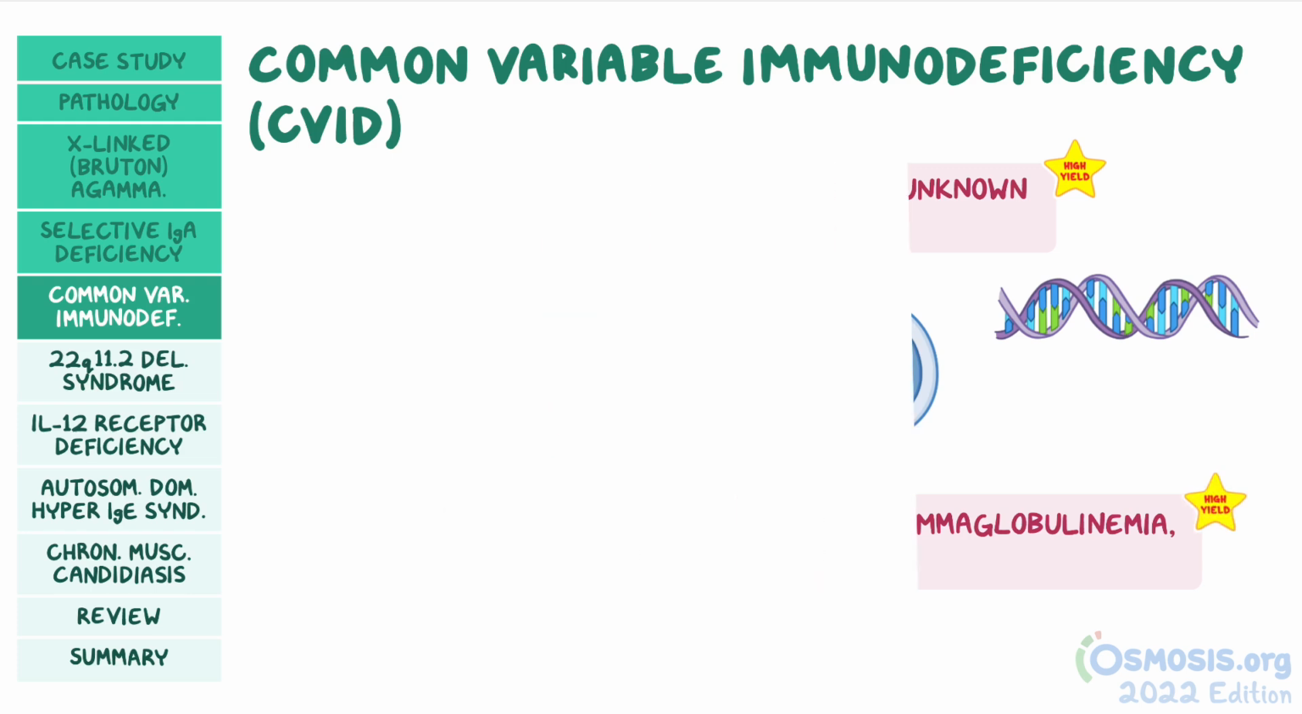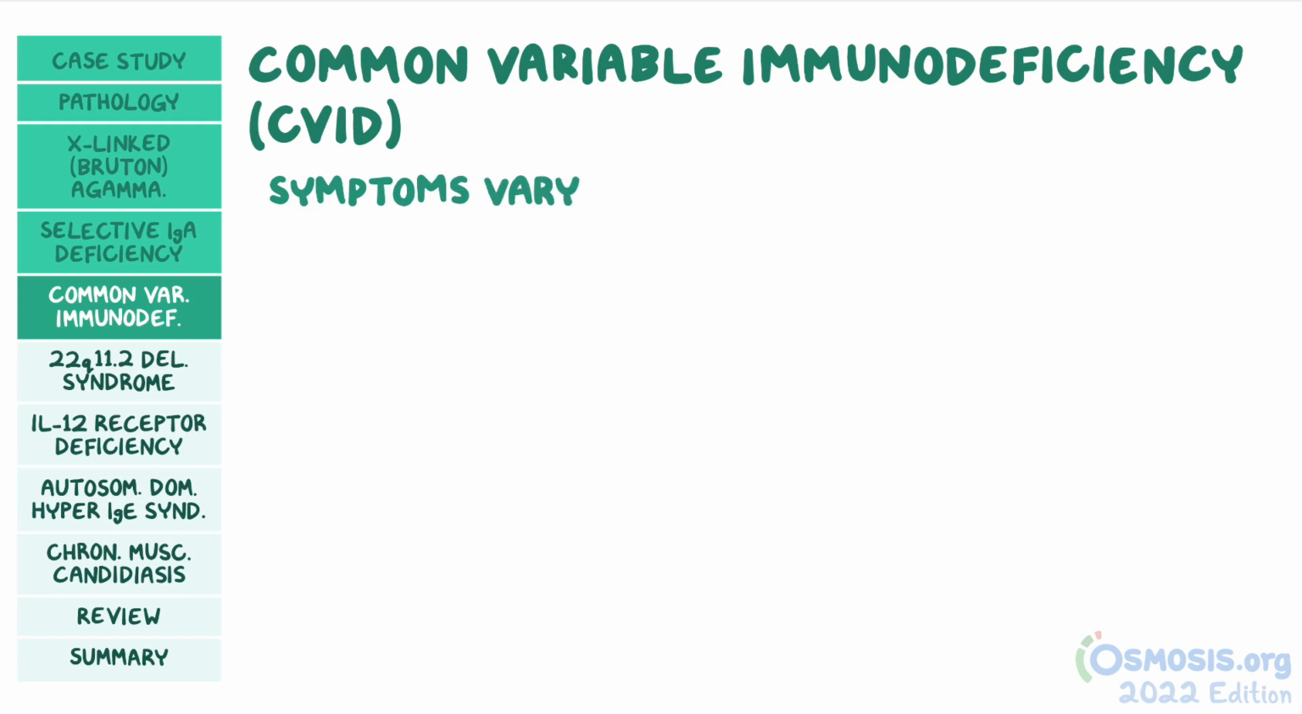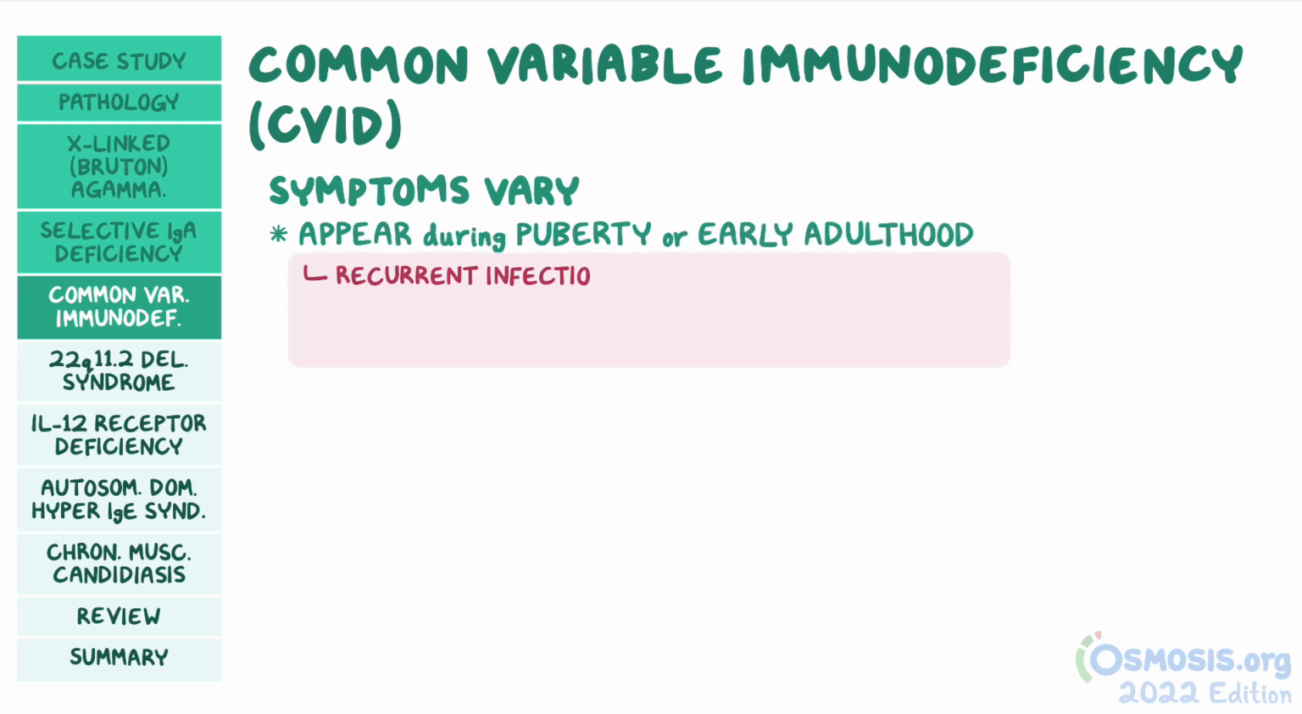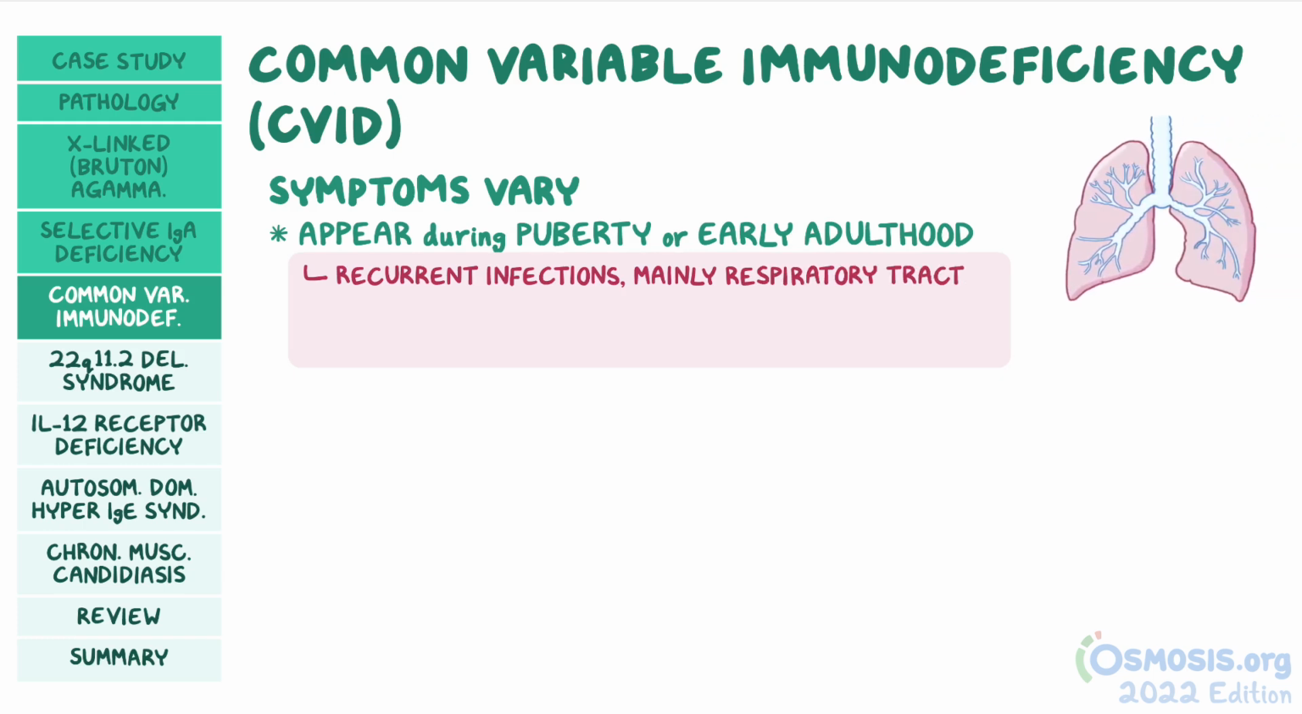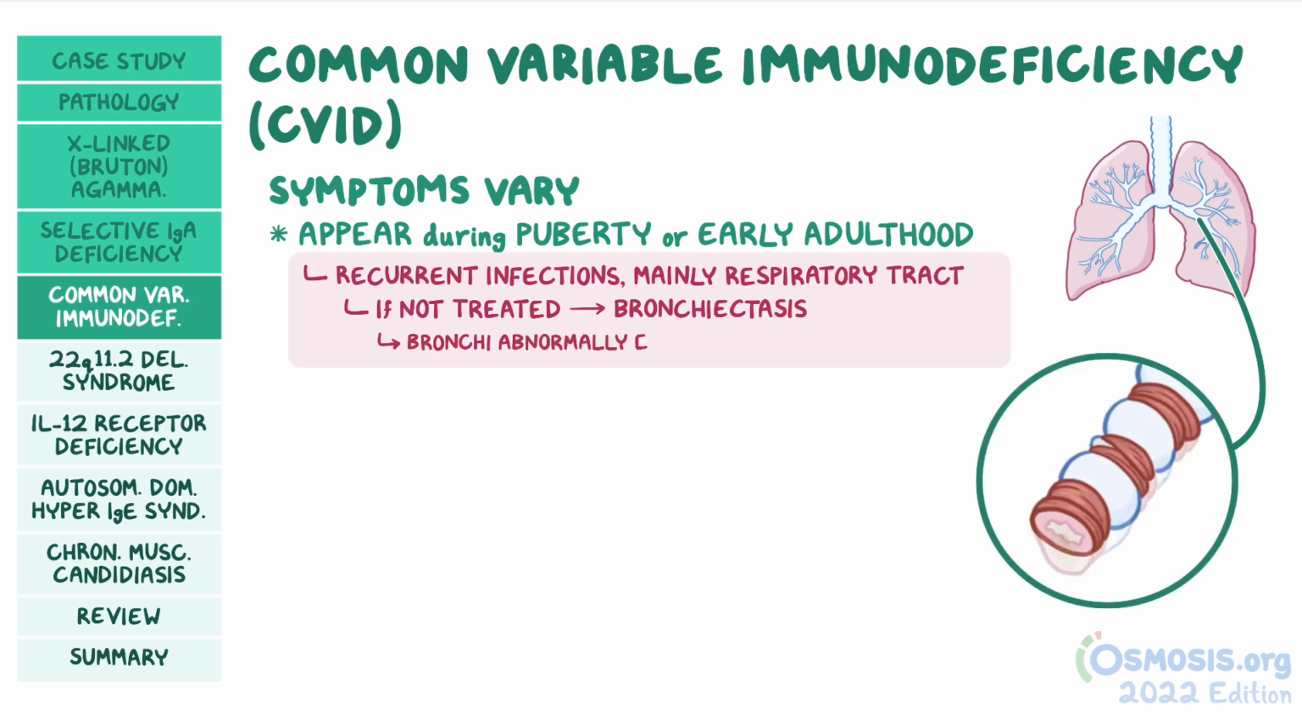As the name suggests, symptoms tend to vary a lot. Most often, they first appear during puberty or early adulthood and include recurrent infections, mainly of the respiratory tract. Over time, if these infections are not properly treated, they can lead to the development of bronchiectasis, meaning their bronchi become abnormally enlarged. And that's a high-yield fact.